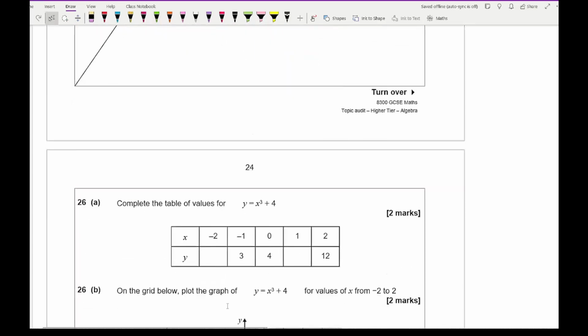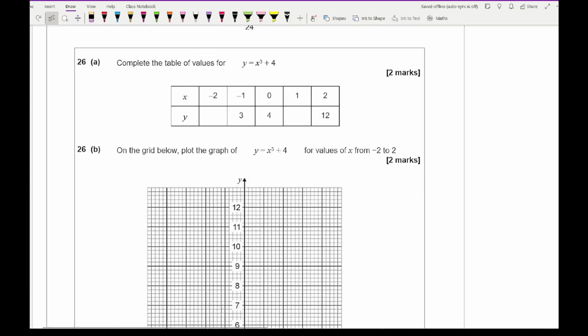Then moving on to question 26, it says complete the table of values, and we've got the equation y equals x cubed plus 4. To work out this number here, all I've got to do is substitute x equals minus 2 in there. So it'll be minus 2, in brackets, cubed plus 4. Minus 2 times minus 2 is 4, times minus 2 is minus 8. So it's minus 8 plus 4, which is minus 4. Then for the next one, we substitute x equals 1, so it's 1 cubed plus 4, which is 5.